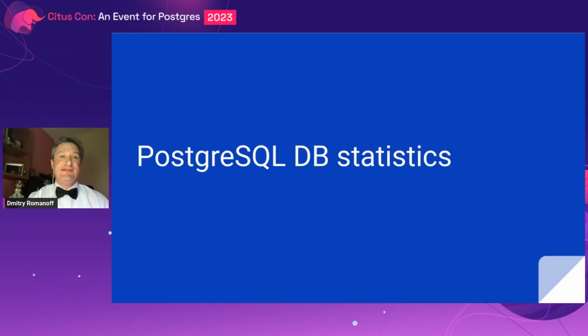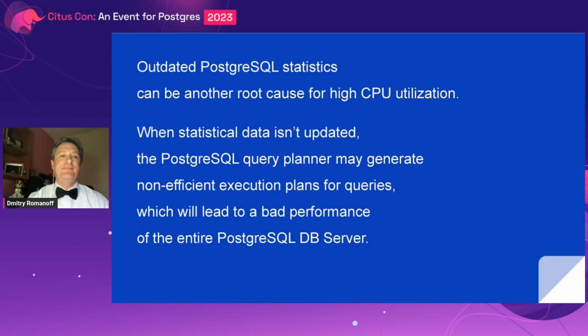Postgres database statistics. Outdated Postgres statistics can be another root cause for high CPU utilization. When statistical data is not updated, the Postgres query planner may generate non-effective execution plans for queries, which will lead to bad performance of the entire Postgres database server.